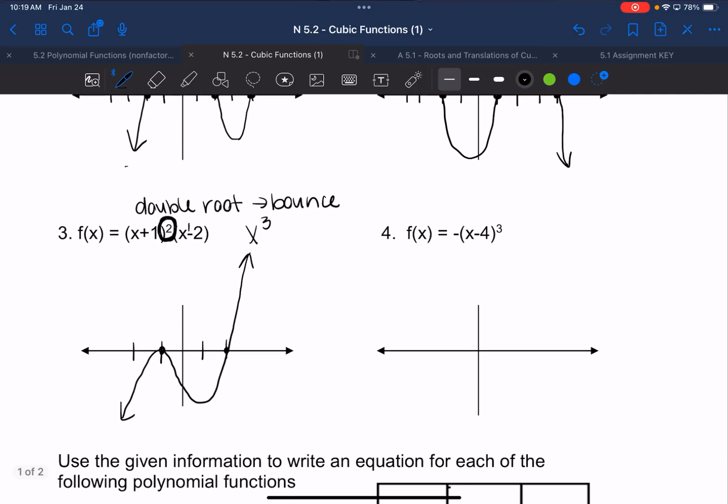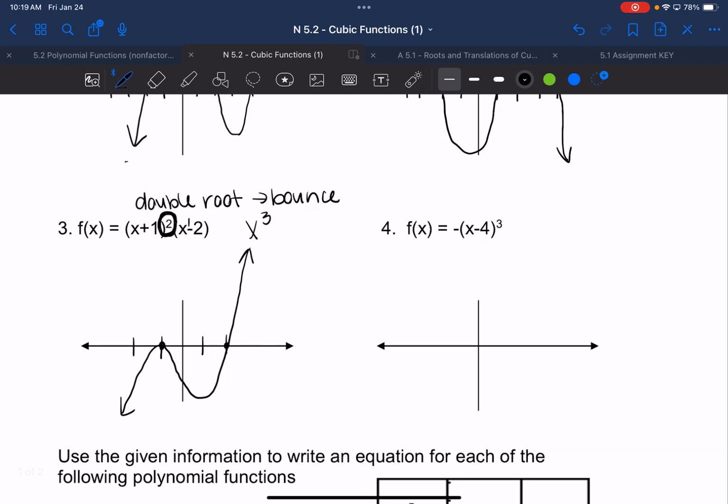Okay, let's do one more. Number 4, where are we going to have a root at? 4. So 1, 2, 3, 4. And this function is cubed, right? So that does mean I have x cubed. But in front, I have a negative, so that means my ends are going to change directions. So now this end points down, and this end points up.